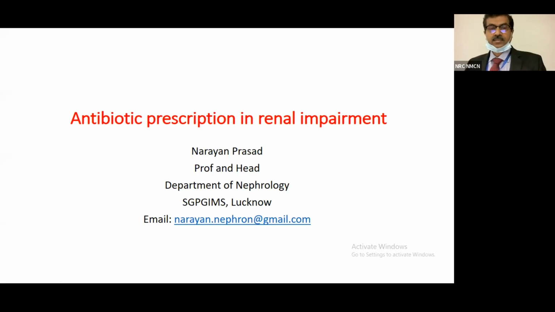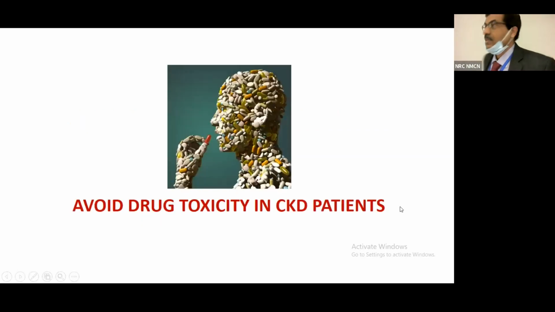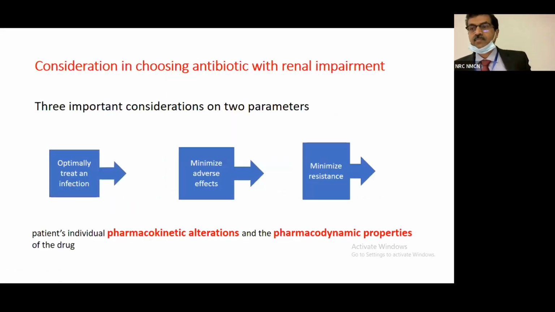Discussing on this topic, antibiotic prescription with a renal impairment. So what I feel is that patients with renal failure are always at risk of toxicity of many drugs, not only antibiotics, many drugs. And because we should avoid drug toxicity in such a group of patients, most of the time it is iatrogenic and avoidable. Most important is avoidable. If we understand, we can avoid this drug toxicity.